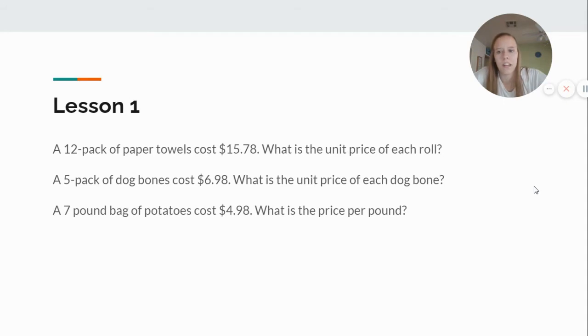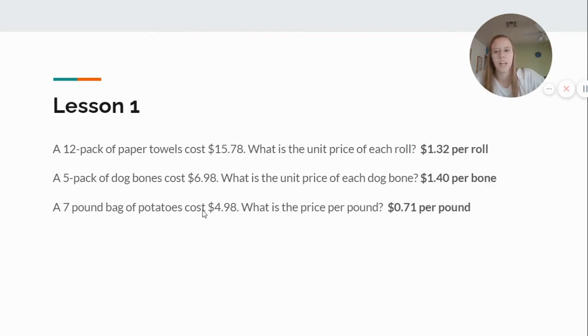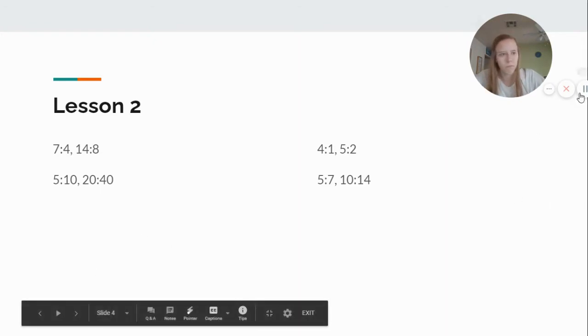So a 5-pack of dog bones costs $6.90. Oh, sorry, I actually have the answer here. I think maybe not for this one. That's okay. So a 5-pack of dog bones costs $6.98. The unit price is going to be $1.40 per bone. A 7-pound bag of potatoes costs $4.98. What is the price per pound? 71 cents.